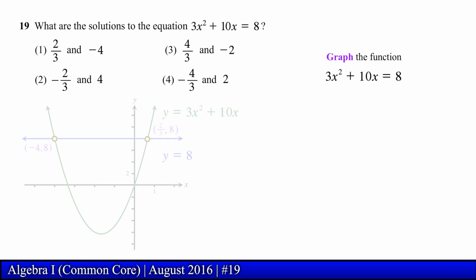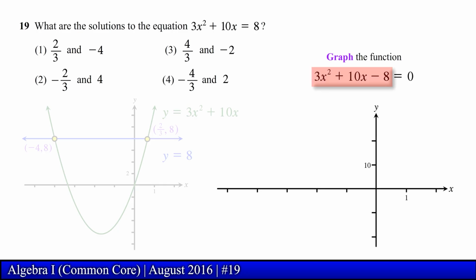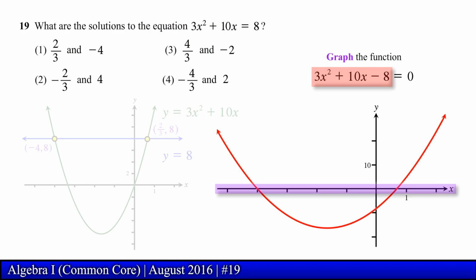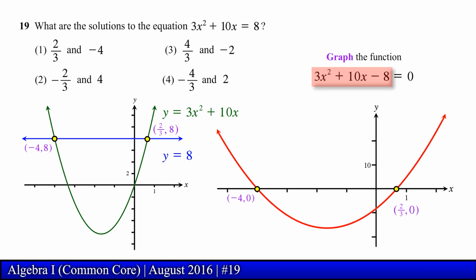We can also find the solutions by rewriting the equation and setting it equal to 0. So we subtract 8 from both sides of the equation and simplify. We then graph the function 3x squared plus 10x minus 8. The solutions to the equation will be the points where the function crosses the x-axis. Graphing the function, we see that this function crosses the x-axis at the same points as the previous graph. Either of the two methods will work if you're trying to find the solutions of an equation.